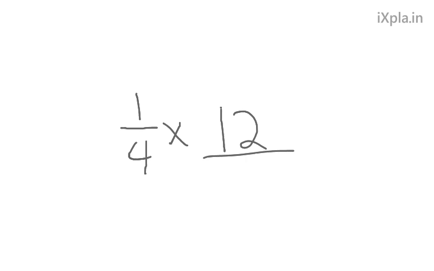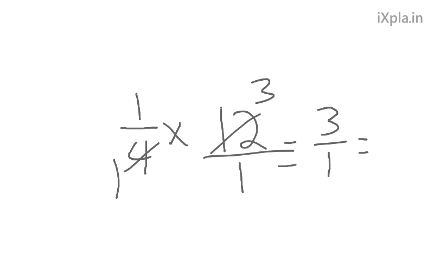So go ahead and put a 1 underneath your 12. 4 and 12, what goes into both 4 and 12? 4 does. 4 goes into 4 one time, 4 goes into 12 three times. Multiply across, we get 3 over 1. Improper fraction, so we're not done. We've got to make it proper. 1 goes into 3 three times.